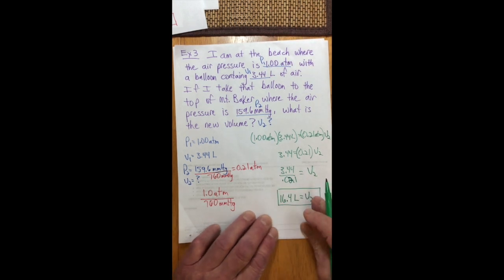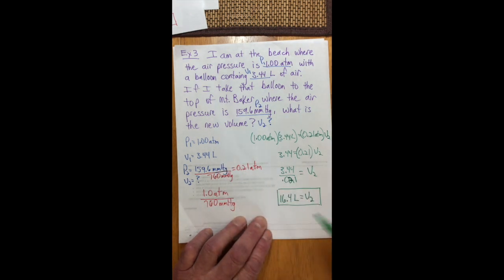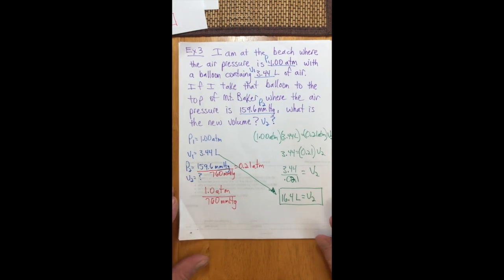Wow, how'd that number get so big? Well, look what happened. I went more than 4 times smaller on my atmospheres, my pressure, so I let off on the pressure. What happened to the volume? It got bigger. Okay, so there you go.